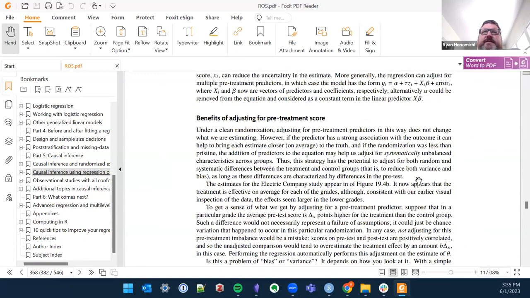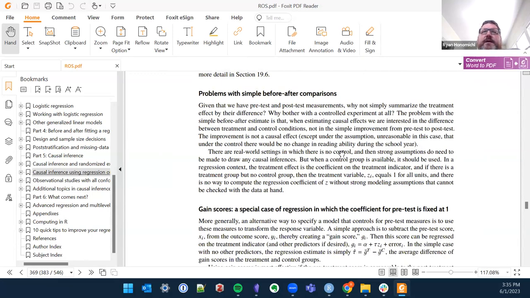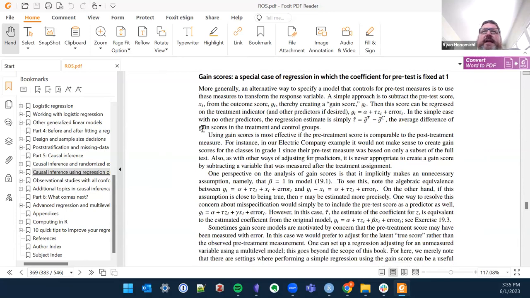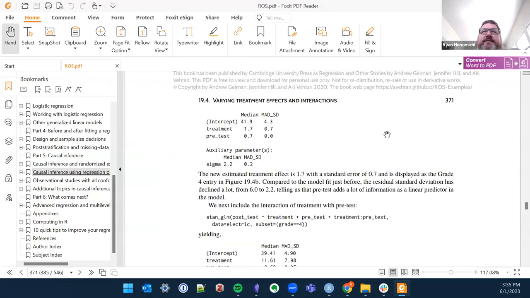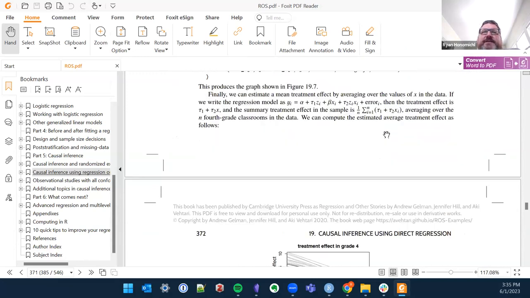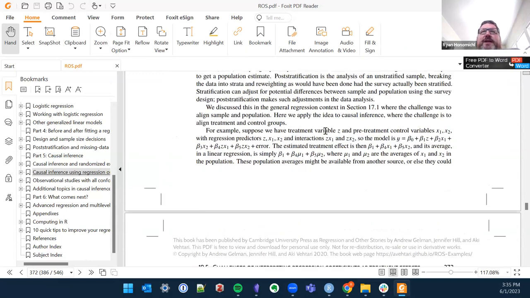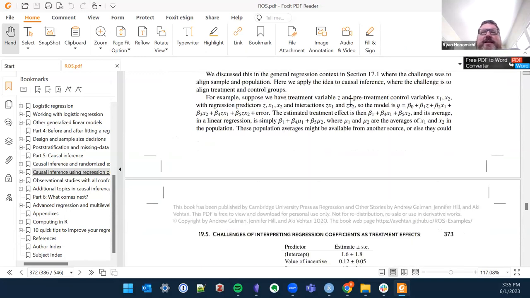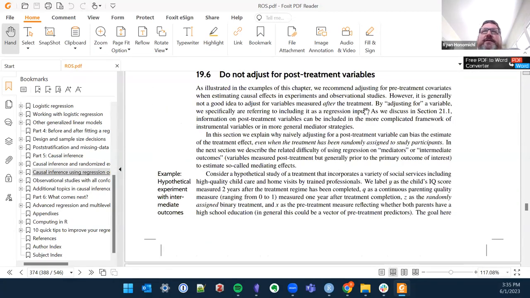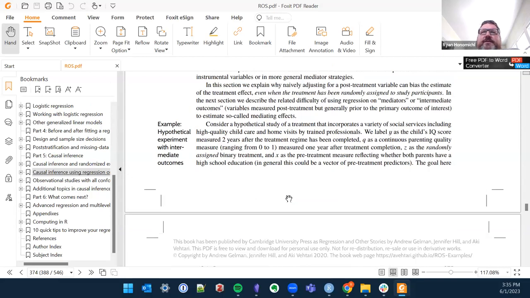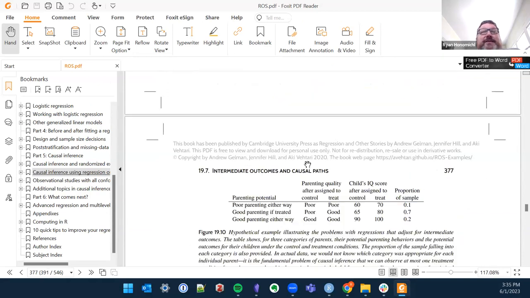So basically this is the majority of everything that happened in the book. They did talk about gain scores and stuff like that, which I guess we kind of touched on. So I just got basically to talking about interactions, and then I didn't do post-stratification of conditional treatment and all that kind of stuff. And then also I already talked about this, don't adjust for post variables. So that was the last thing. Well, I guess there are others.